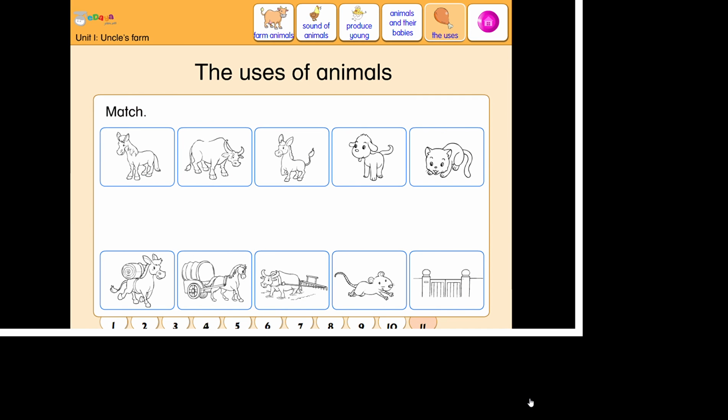Match. Okay, so the horse helps to pull the carriage. This is the bullock, helps to plow the field. This is the donkey, it can carry goods. The dog helps to watch our door, and the cat helps to catch the mice.